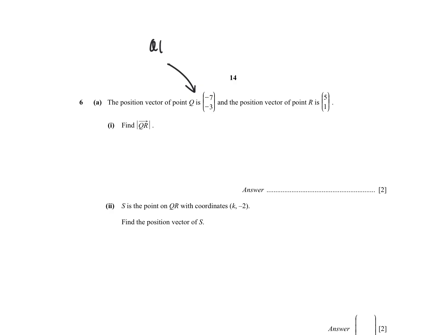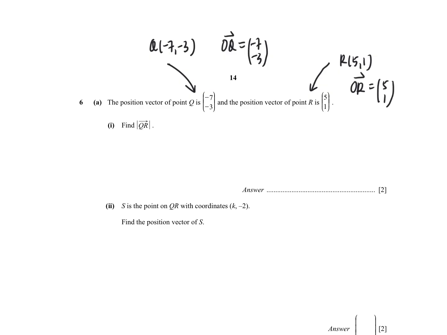They are telling you Q has coordinate -7, -3. And in terms of vectors, OQ is -7, -3. So these two are interchangeable. So make sure you know the difference. Same thing here is telling you that R has coordinate 5, 1. OR vector is 5, 1 as well.